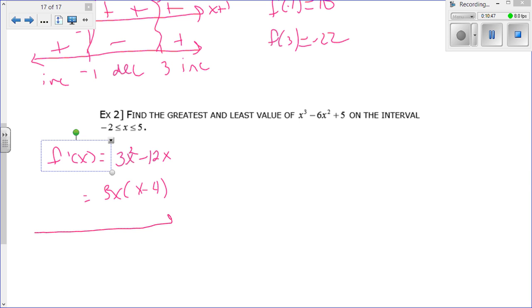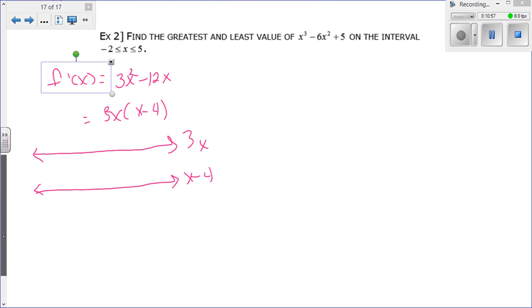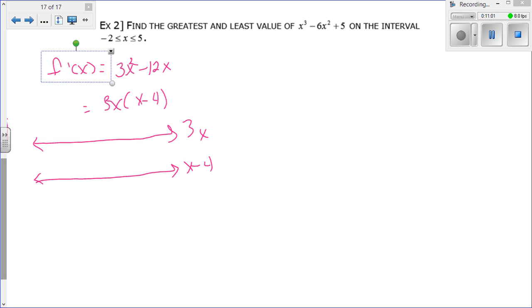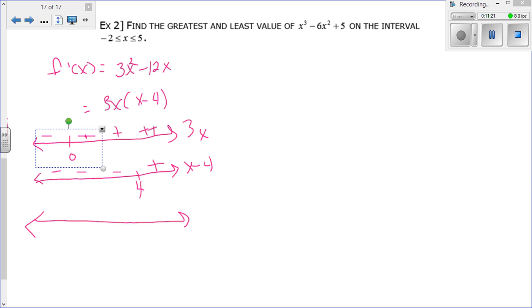So when I do my number lines, I have one for 3x and one for x minus 4. So 3x is equal to 0 at x equals 0, and everything to the left is negative, anything to the right is positive. X minus 4 is equal to 0 at 4, so everything to the left is negative, everything to the right is positive. So 0 and 4: negative, negative is positive, positive, negative is negative, positive, positive is positive.